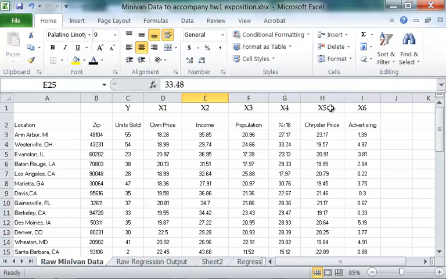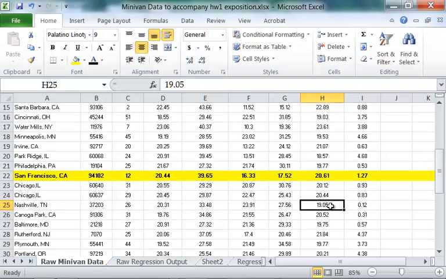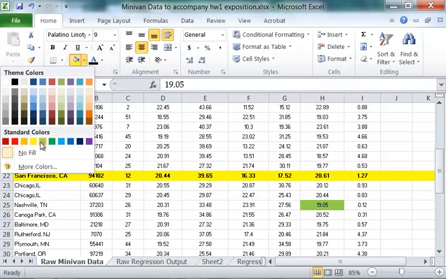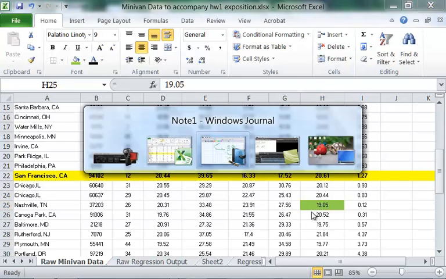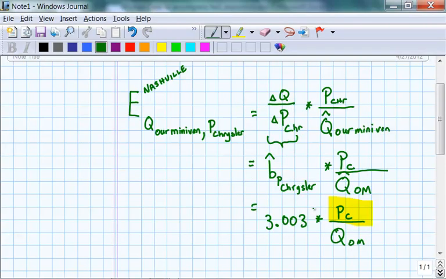Chrysler price is column H, and column H25, that is the number that we're looking for, 19.05. So we're going to take that and drop that back into our model.